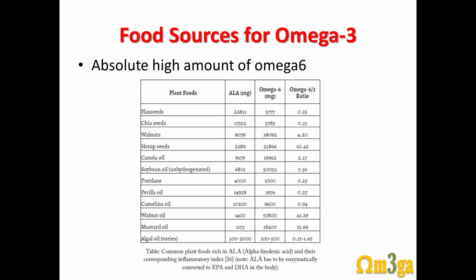So food sources for omega-3, it's on my website and all in my book. And what I always emphasize is when you talk about these tables, you basically need to understand there is a ratio, obviously, and we know a lot of people consume flax seeds and chia seeds. They have a very low omega-6 to 3 ratio.